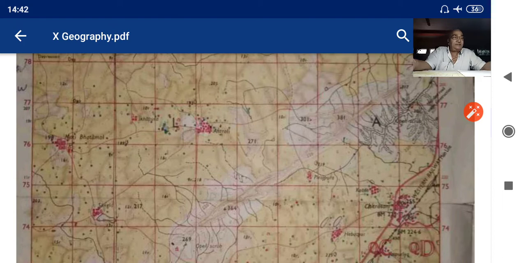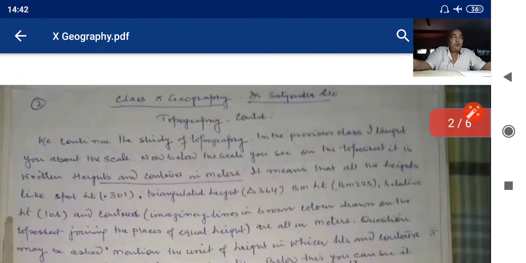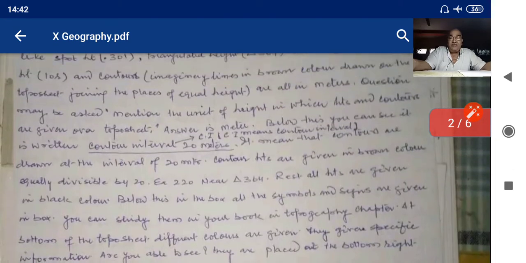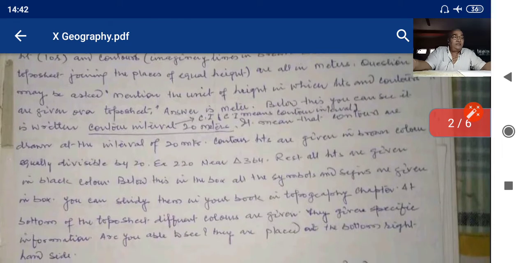Are all in meters. A question may be asked: mention the unit of height in which heights and contours are given over topo sheet. Answer is meter. Below this you can see it is written contour interval 20 meter. It is abbreviated as CI. CI means contour interval, and the contour interval is 20 meter.